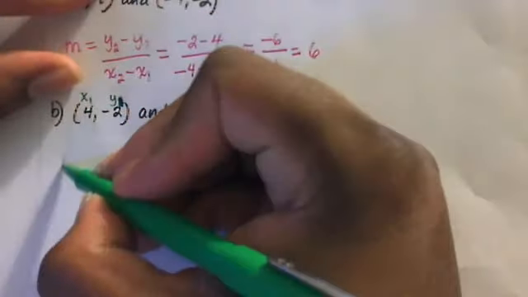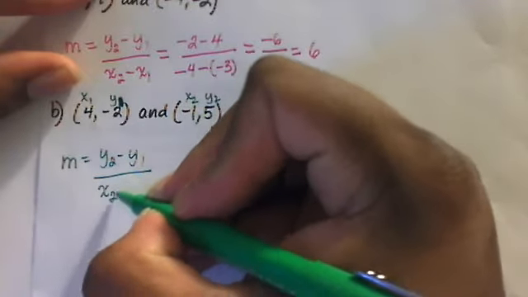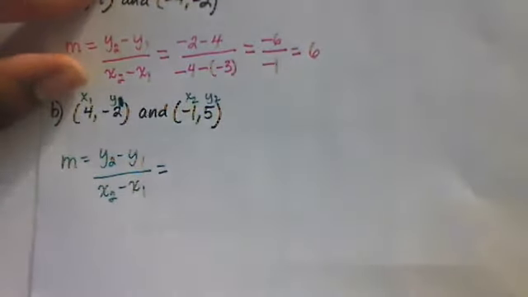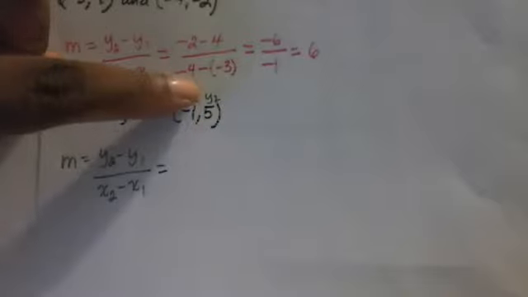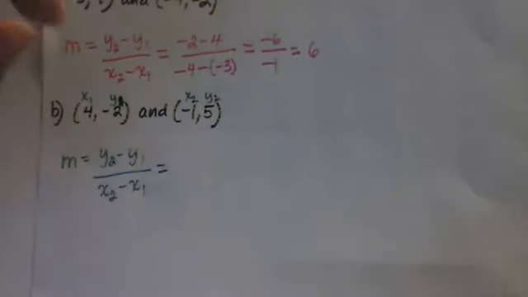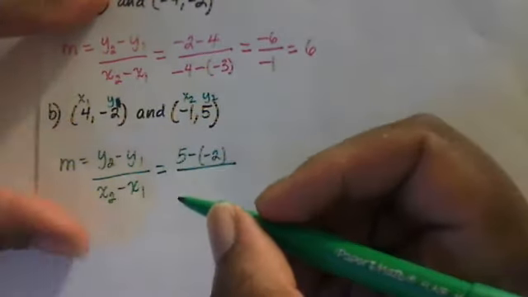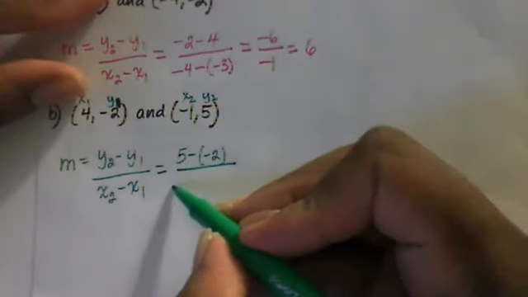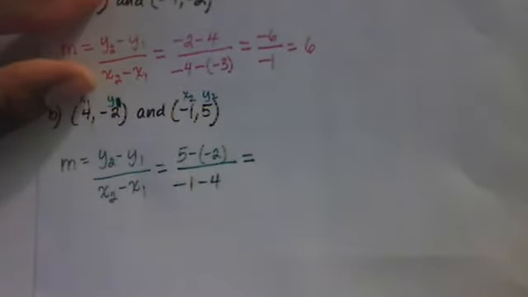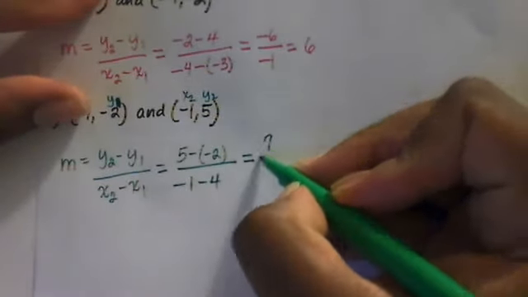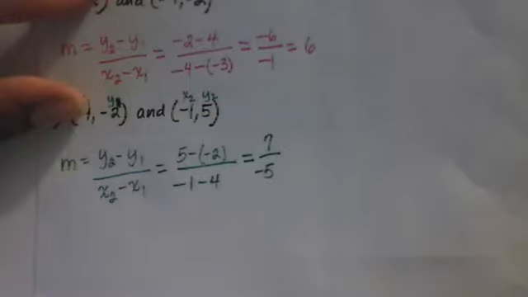Now we have the formula for the slope. m is equal to y2 minus y1 divided by x2 minus x1. For y2 minus y1, that's 5 minus negative 2. And x2 minus x1 is negative 1 minus 4. In this case, 5 minus a negative 2 is 7, and negative 1 minus 4 will be negative 5. So we got 7 over negative 5.